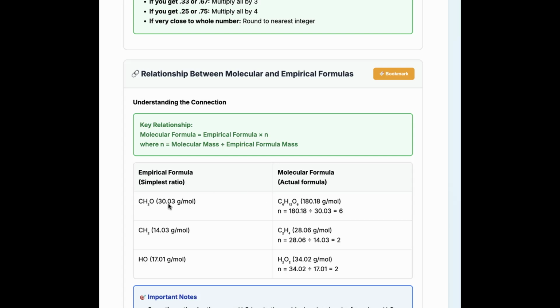Also the mass, 30.03, if you multiply it by 6, it will be 180.18. So if you want to know how many times the empirical formula is repeated, if I want this empirical formula to be CH2O, and I need to find the molecular, you cannot find it if I don't tell you how many times it is multiplied. Take care, this is a very important part.